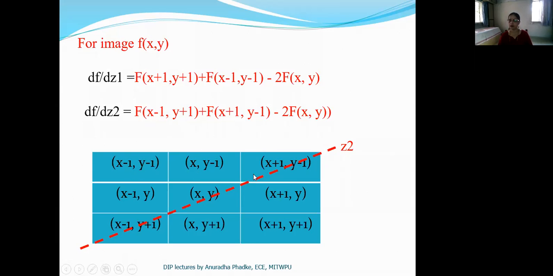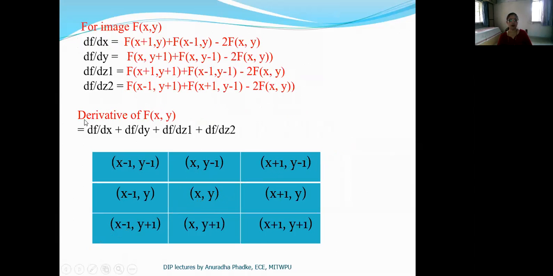Now if we want to consider all possible directions, that is horizontal, vertical, z1 and z2, we need to add these four partial derivatives: ∂f/∂x, ∂f/∂y, and in addition to that, these two derivative terms, ∂f/∂z1 and ∂f/∂z2. When we add all these four partial derivatives, tell me what is the central coefficient value.